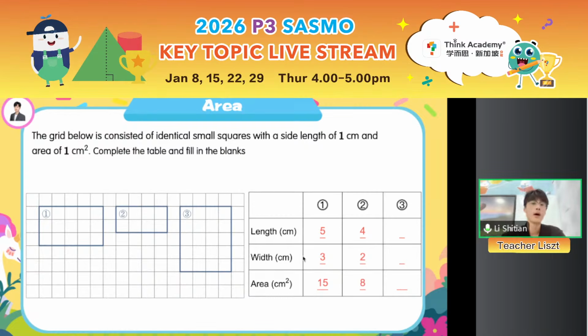What about rectangle 3? What is the length of it? I need to remind you that the length is the long side, and the breadth, the width, is the short side. For rectangle 3, where is the long side? Still on the top. The length of it is 4, and the breadth of it is 5.